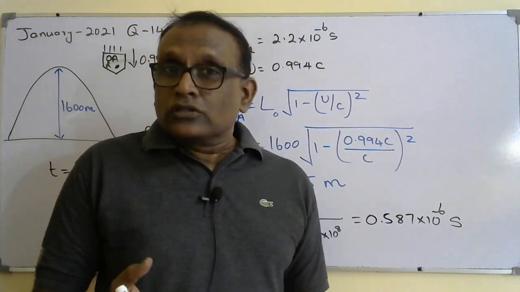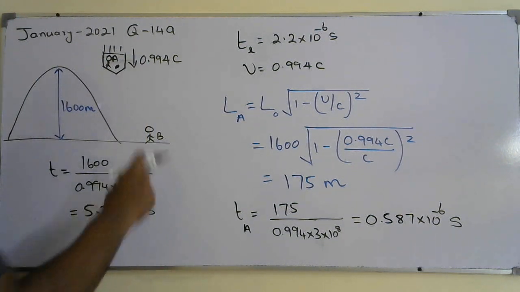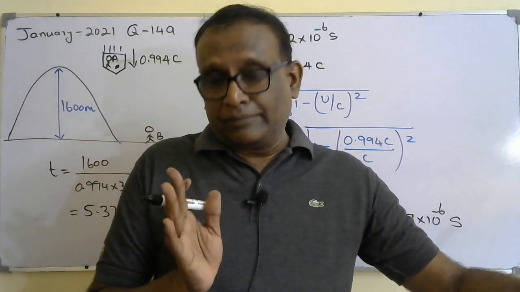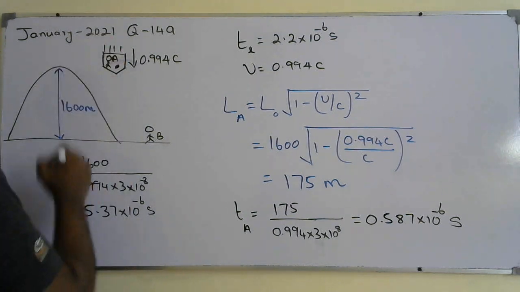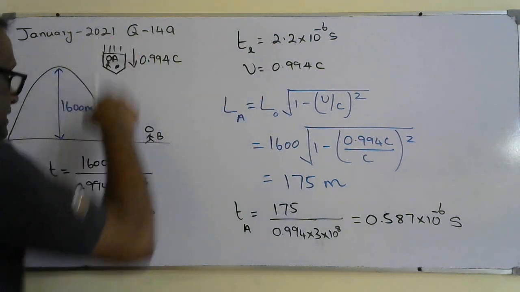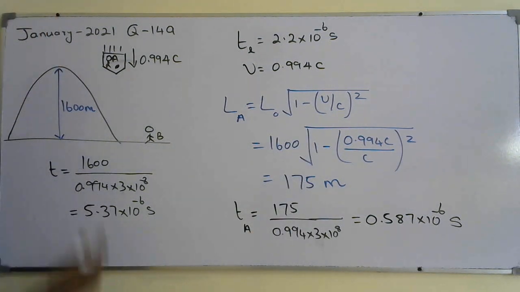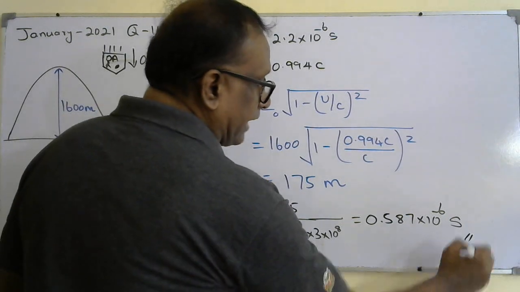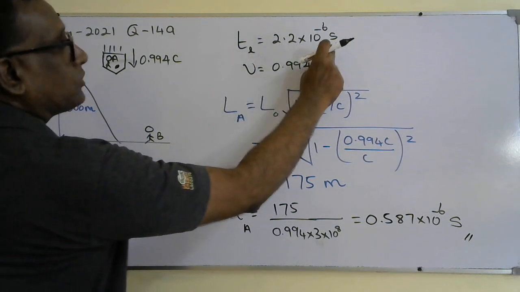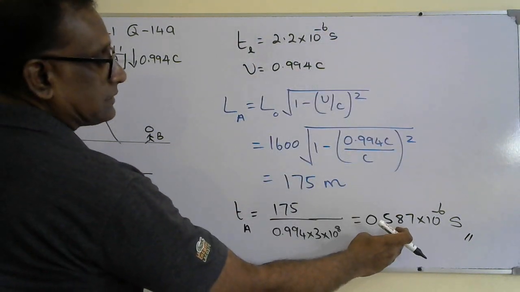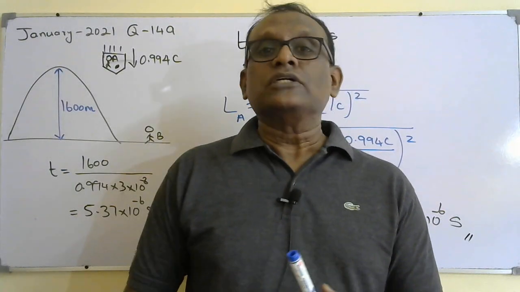See, both are explaining. Observer B is able to explain by using the increase in the lifetime, time dilation, but the observer who is traveling with the muon will explain no change in lifetime, but the distance we are moving down is not 1,600, we are moving 175 meters. So we will take only this much time to reach the bottom, which is smaller than the lifetime measured by A, 2.2 × 10^-6. So we are able to reach the ground before it decays. So both sides are able to explain.